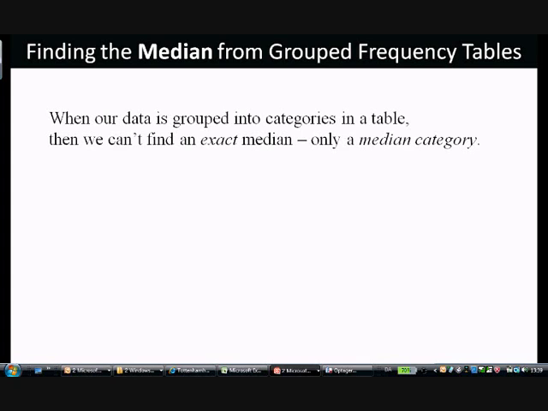Now remember, we were working with things that weren't individual values, but they were in groups. So when we've got just groups, we can't find the middle value because we don't know what all the original values were. We can just find out what the group with the middle value is. So when our data is grouped into categories in a table, we can't find an exact median, only a median category. Just write that down and moving on.